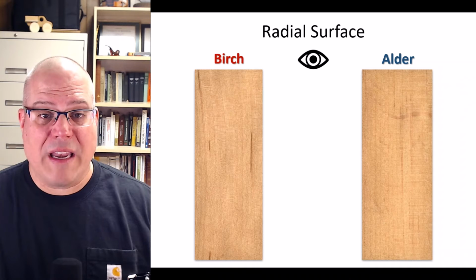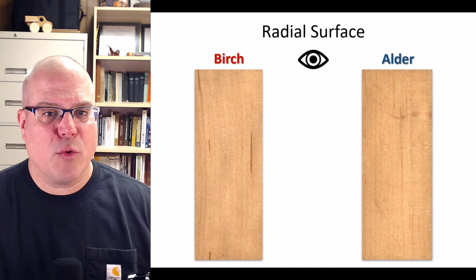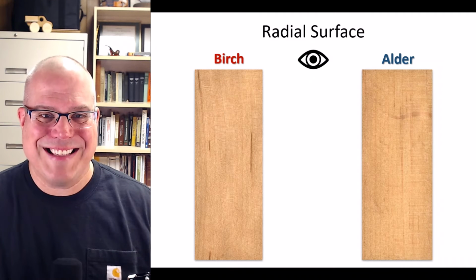Now let's move to the radial face. While you might notice some ray fleck in both images, the flecks are not big and prominent like we saw in the oaks, so there really isn't much to remember on the radial face.